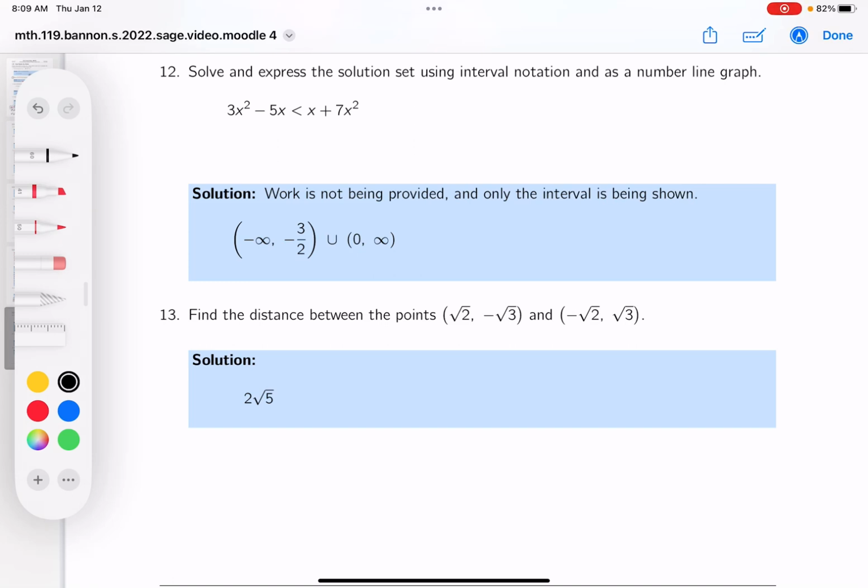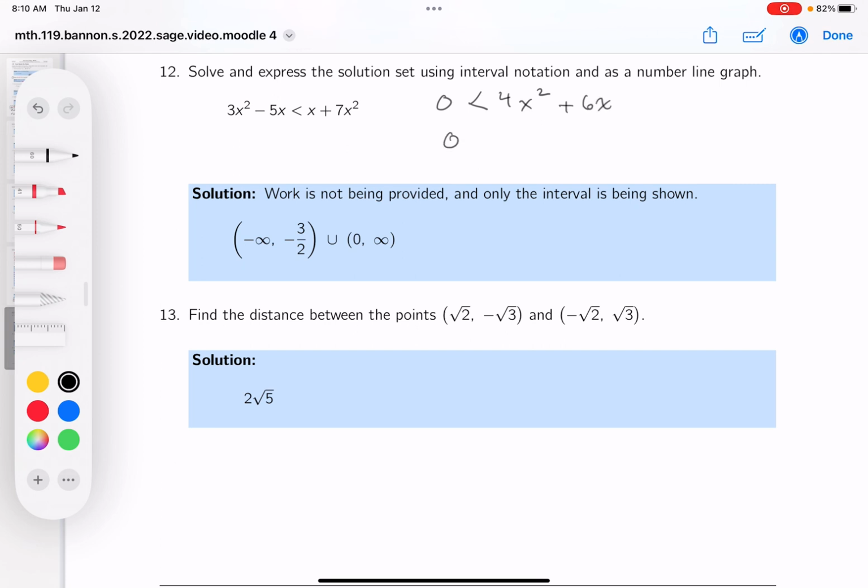Okay, my recommendation again is to get it compared to 0, and I'm going to subtract 3x squared from both sides and add 5x. And if you do that, you get 0. And let's see, if I subtract 3x squared from 7x squared, I get 4x squared. And if you add 5x to both sides, you get 6x.